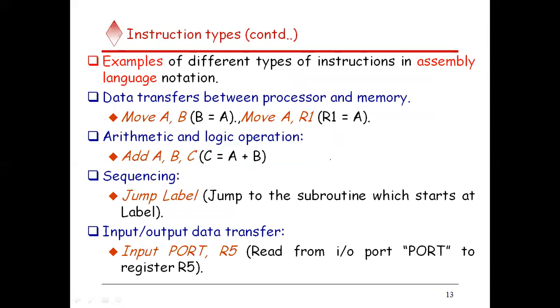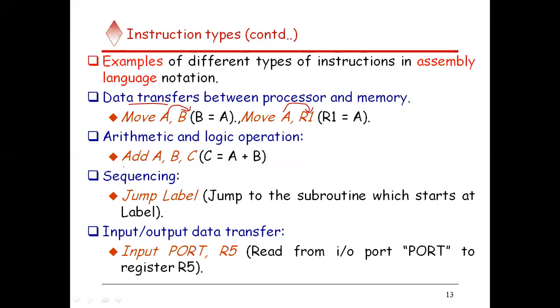We have instructions, and we know that different types of instructions are present. We are just looking into a few of them. First is the data transfer instruction. Move A comma B means the content of A will be transferred to B. Similarly, move A comma R1: the content of A will be transferred to R1.